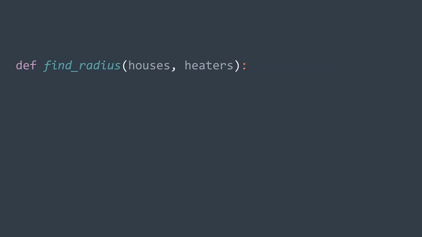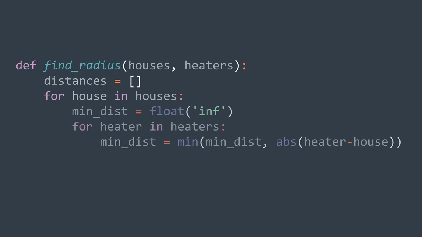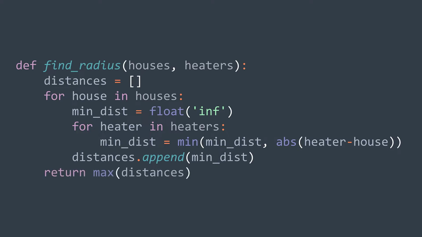In code, we create an array distances, then for each house, we calculate the distance between it and its closest heater, and we add it to the array distances. For that, we create a variable minDist initialized to infinity, then for each heater, minDist becomes the minimum between itself and the distance between the actual house and the actual heater. Abs means absolute value. After the loop, we just return the maximum distance, which represents the smallest possible radius.